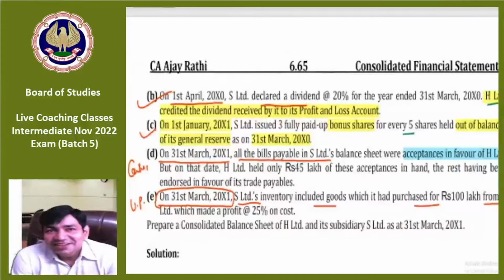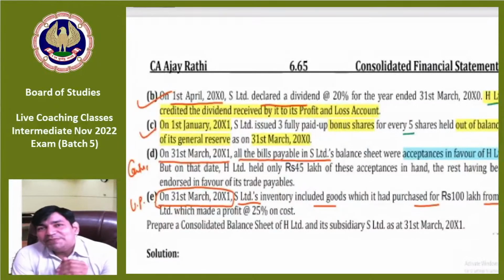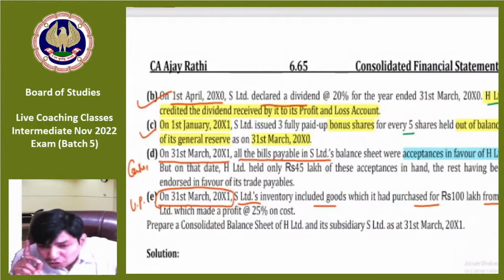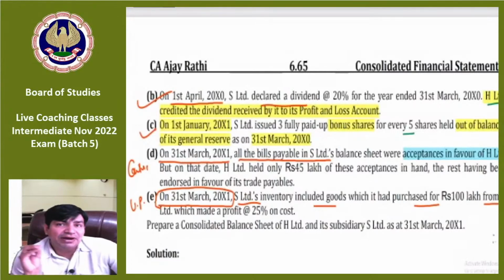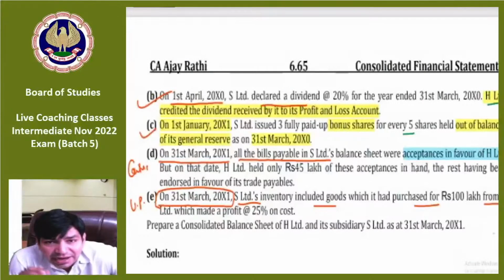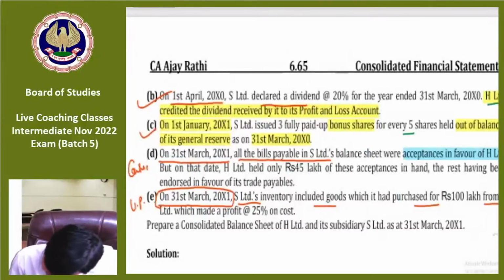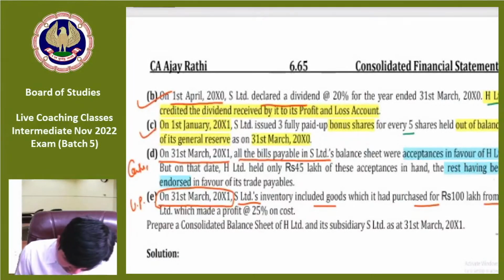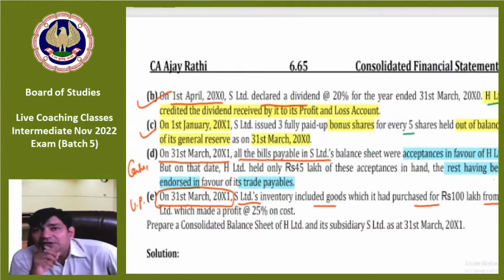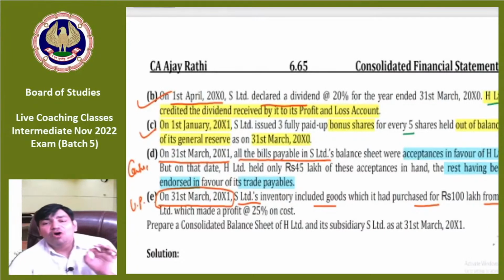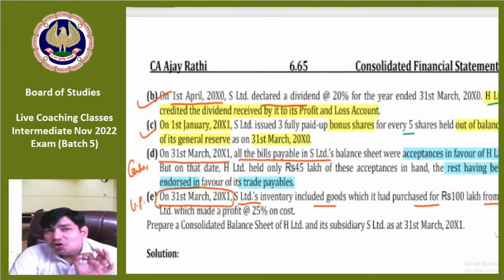Anyways, beta, bills payable are in favor of H Limited, and H Limited had not held all the bills payable till maturity. Out of such 160, only 45 are still in the hands of the holding company. The rest they have either discounted or endorsed to creditors. It means out of 160, only 45 are contra.